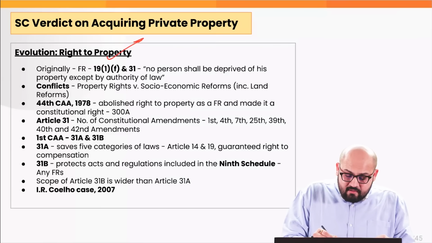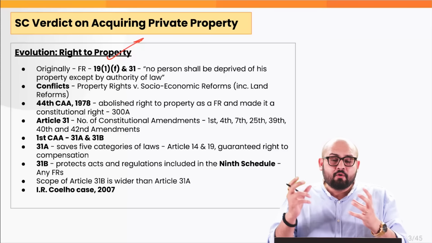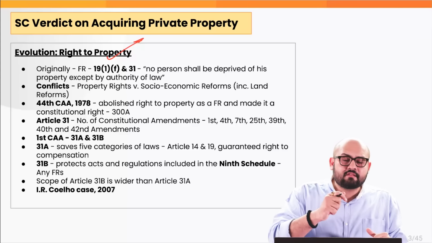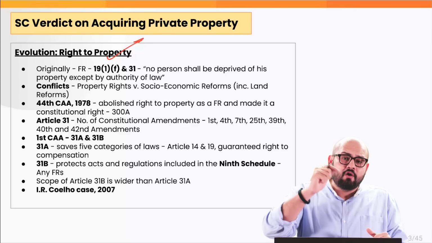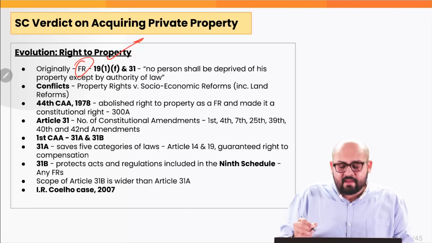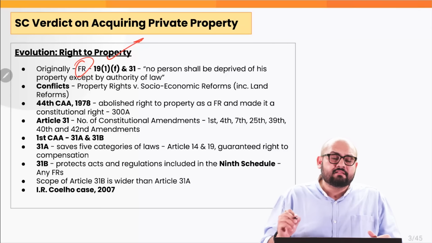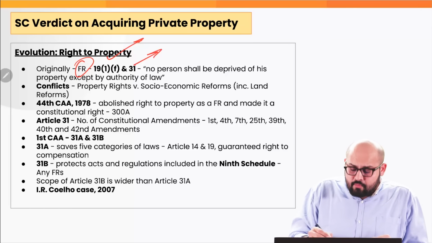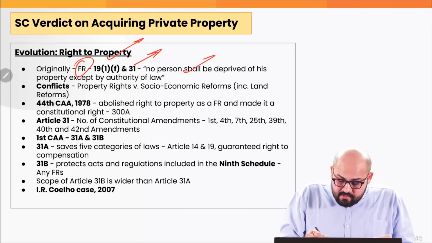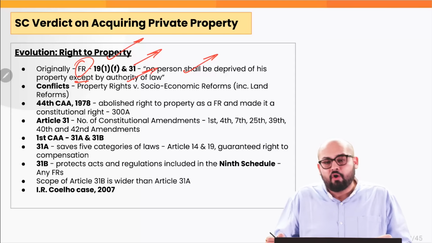Let's first talk about the right to property. See, the debate starts with the notion of individual versus the society. That is, the individual rights versus the obligations of the state towards the society, right? Originally, the fundamental rights under Article 19(1)(f) and Article 31 provided for right to property as a part of the fundamental right. And it very clearly said that no person shall be deprived of its property except by authority of law, right?